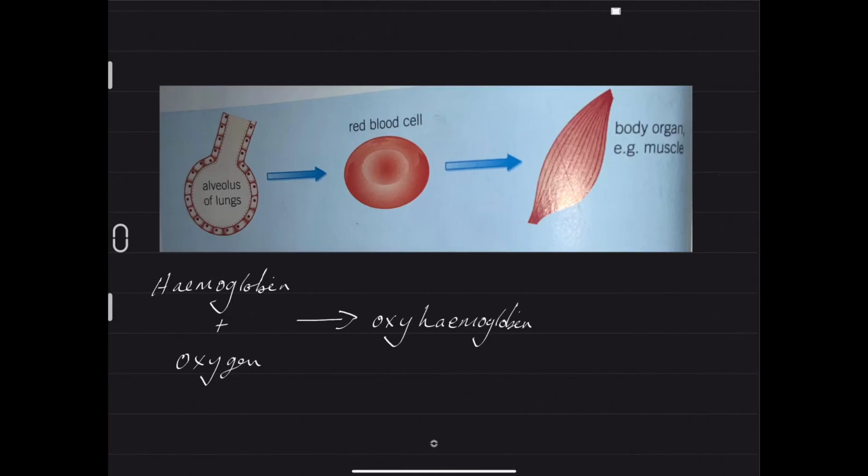Okay, so we get this compound here, this combined oxygen and hemoglobin. And then this oxyhemoglobin, which is in the red blood cell, moves through the body in the blood plasma and reaches the respiring tissues or respiring cells. In this case, it's a muscle tissue, and we've got muscle cells that require oxygen. The oxygen diffuses out of the red blood cell, and now it's no longer bound. So we get here oxygen plus hemoglobin.